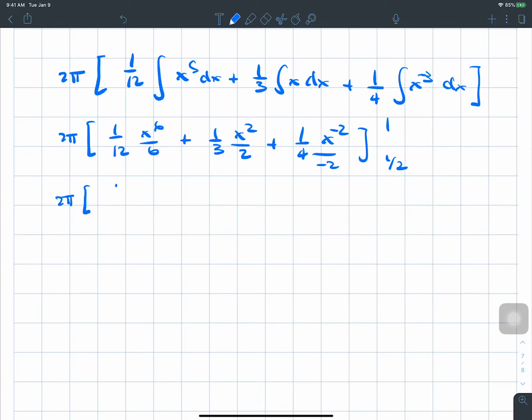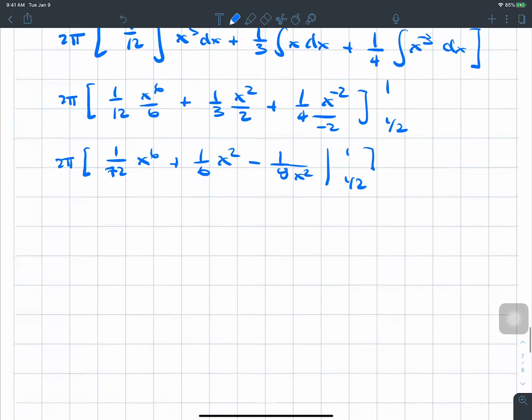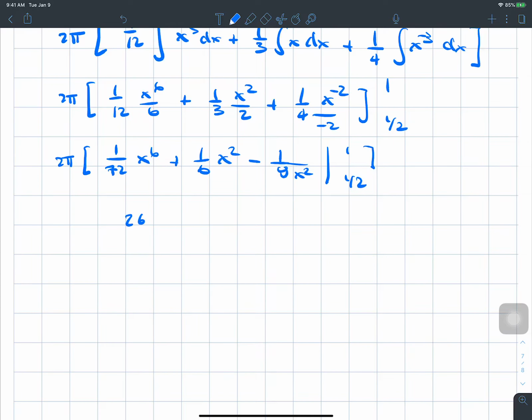Looks like it's 1 over 72 x to the 6 plus 1/6 x squared minus 1/8, and the x squared is in the denominator here. You go from 1/2 to 1. So I'm going to have you guys check your arithmetic. My final answer is 263 over 256 pi.